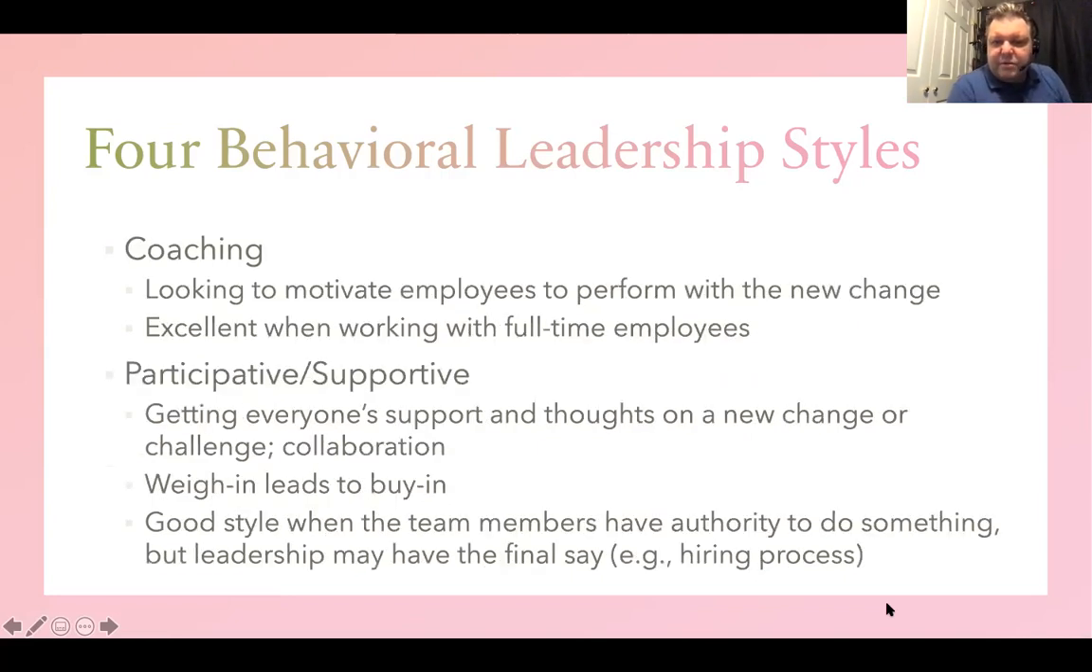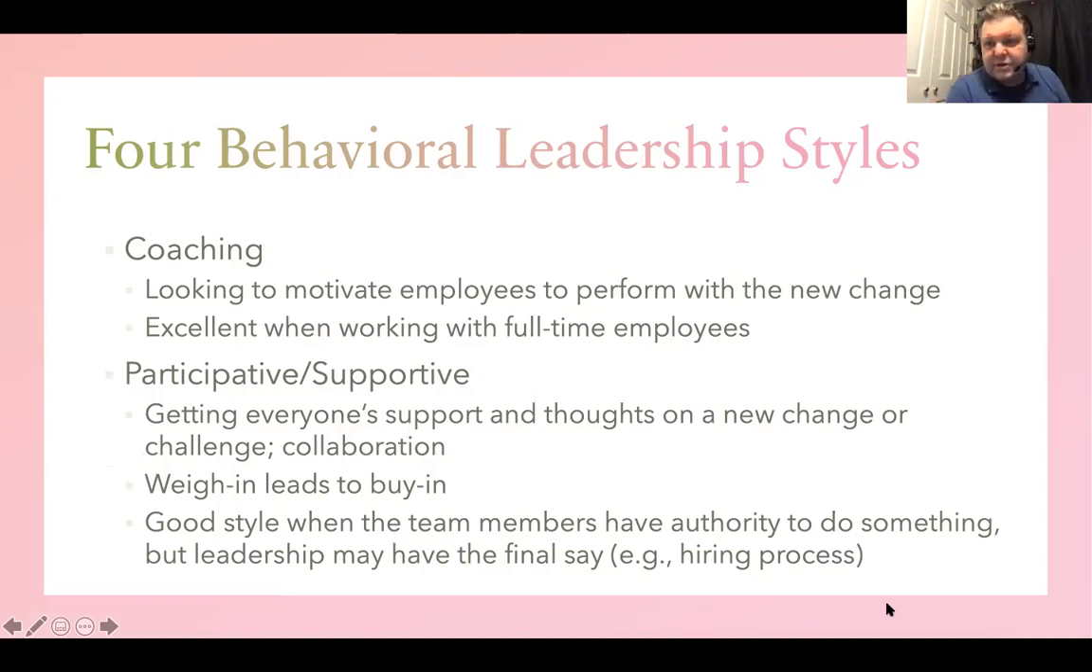Coaching is good to motivate employees to perform with new change, and it's great when working with new employees because you want to still maintain that relationship, but you're convincing people that need to change. They're convincing people we need a new vision. We're convincing people that the way we did things is not now the way we're going to do things. We need to change in some fashion. So coaching is a very applicable one.